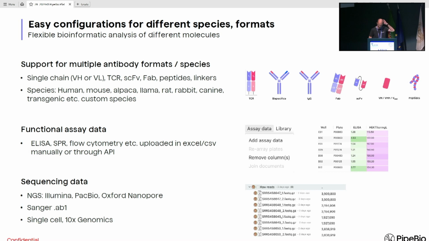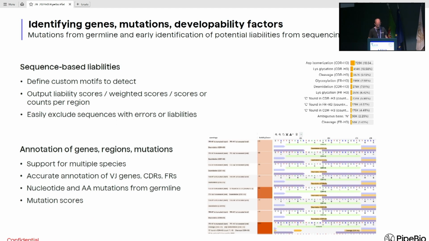Just about the format, I mentioned before that we have support for all of these modalities: TCRs, bispecifics, immunoglobulins, peptides, and whatnot. On top of that, as part of the platform, we also have germlines for all the species, so it's very easy and quick to get up and running. It should only take a few minutes, basically. On top of the sequence data, we also have support for functional data, so you can add your ELISA data, your SPR data, or whatever other types of data you have, and you can associate that with your sequences. These are all screenshots from the app.